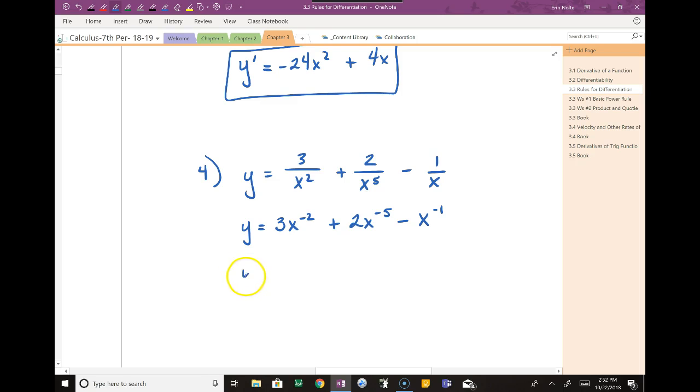If I derive my first term, what's the first term going to become? Negative 6x to the negative third. Good. So remember, you're still subtracting, so this gets tricky when you subtract from a negative. Be careful. What's my second term going to be? Negative 10x to the negative 6. And my third term?